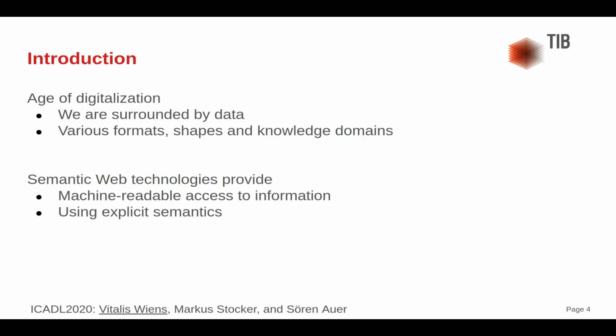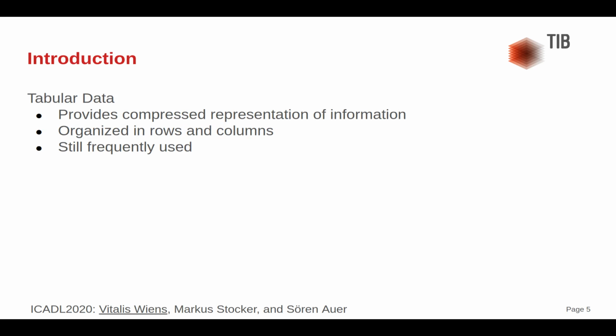Semantic web technologies provide us with a machine-readable access to information using explicit semantics. Tabular data provides a compressed representation of information. The data is organized in rows and columns, and tables are still frequently used in different knowledge domains.